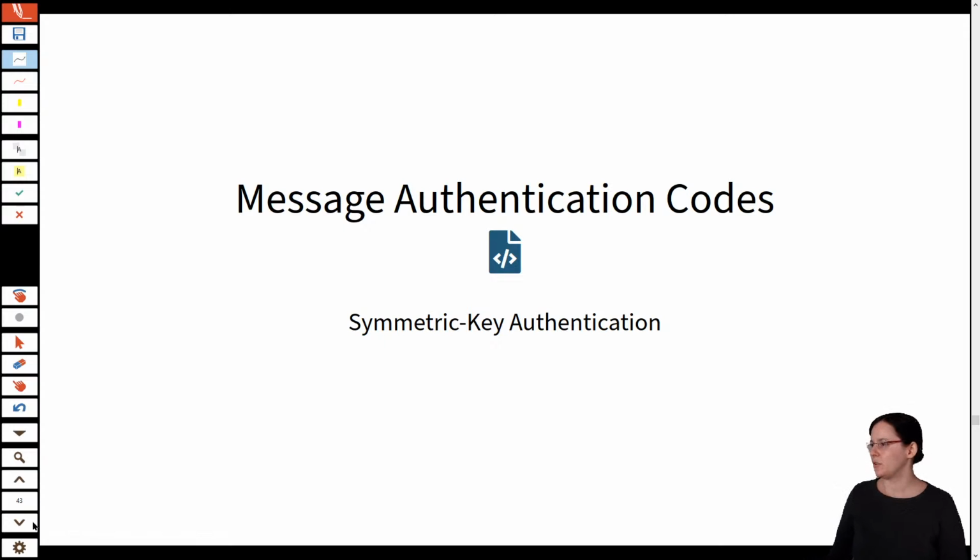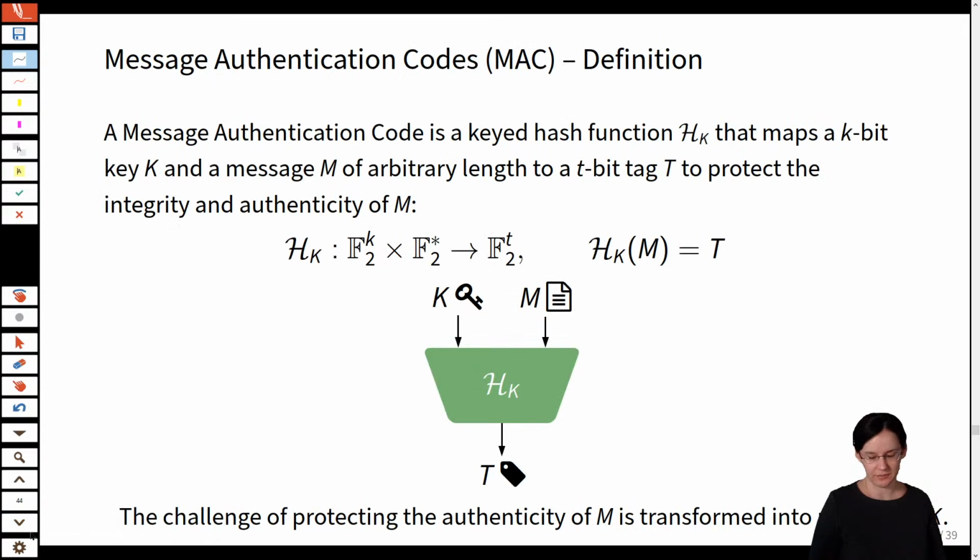That concludes the stuff I wanted to say about hash functions. So now let's have a look a bit at message authentication codes. So how can we add a key to this whole construction? The interface is otherwise quite similar as for hash functions.